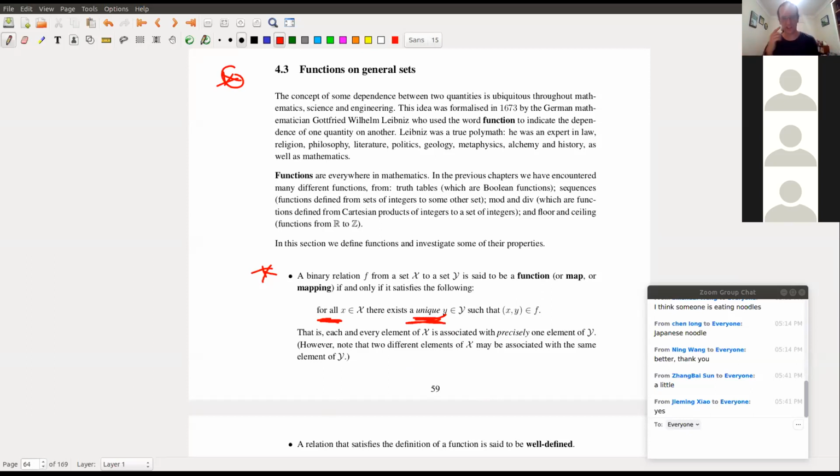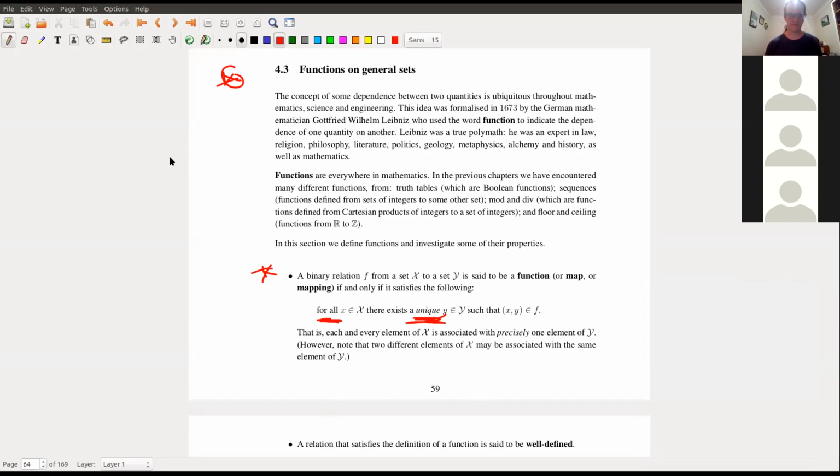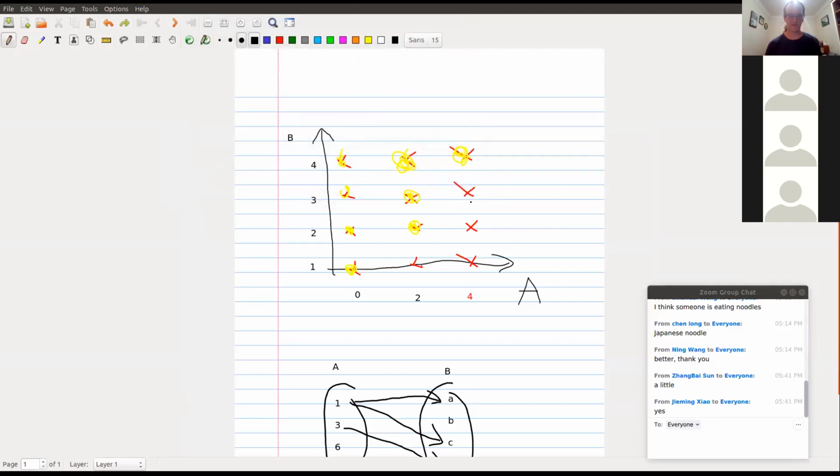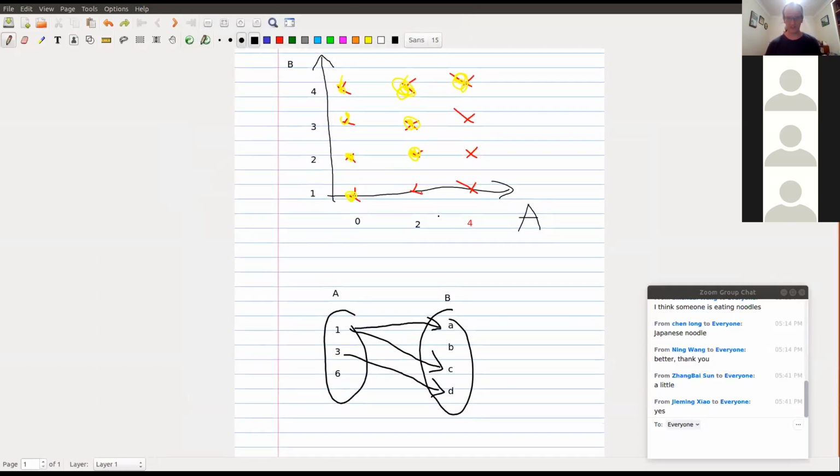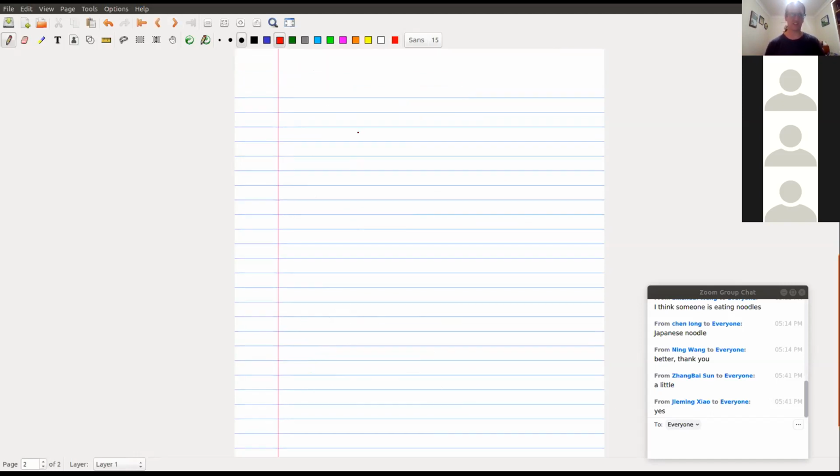Uniqueness and for all, then it's a function. So if we were drawing, going back to this dodgy picture, we'll see that this relation I drew here is not a function because this guy does not map. So remember it was for all. So 6 does not have a corresponding one over here. And this one over here, 1, he goes to 2 values. So he's not unique.